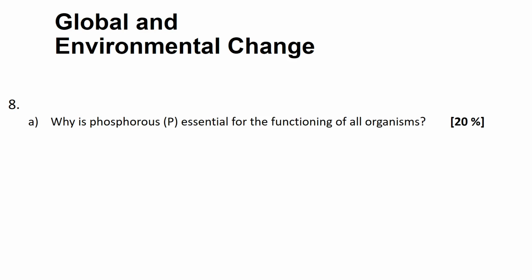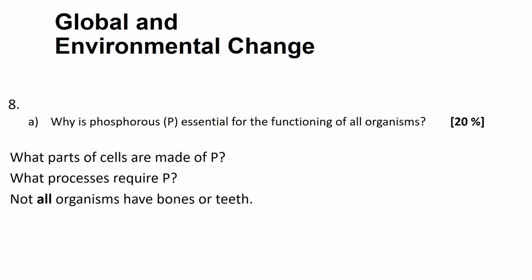key words that was missed by quite a few people here was the word all. Quite a lot of people wrote, quite correctly, that phosphorus is an essential element or nutrient for things to grow bones or teeth, but not all organisms require bones or teeth. So while it was correct and got some credit, it wasn't really what we were looking for.